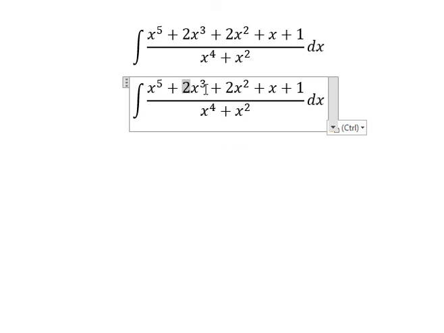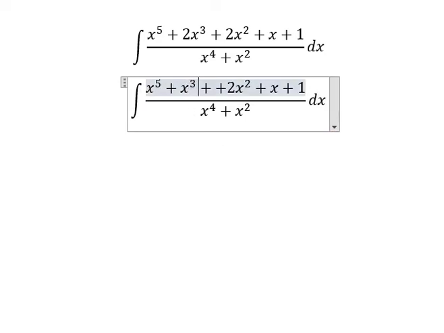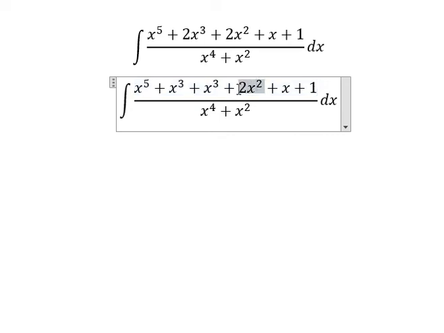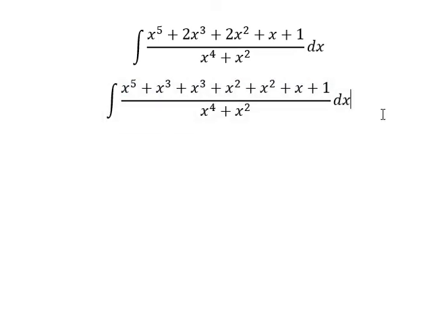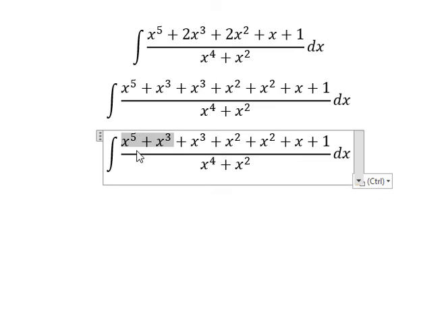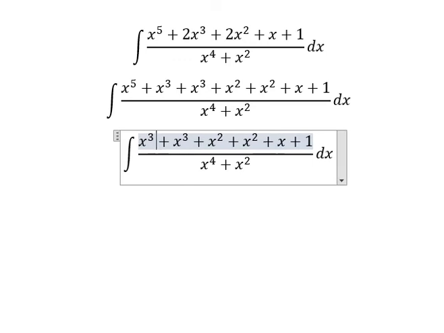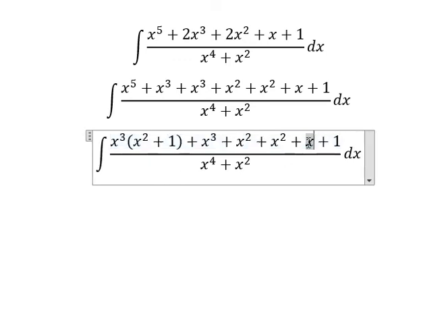This one we can put into s to the power of 3 and s to the power of 3. This one we put s squared plus s squared. So we can do factorization by s to the power of 3. This one and this one we combine in here.